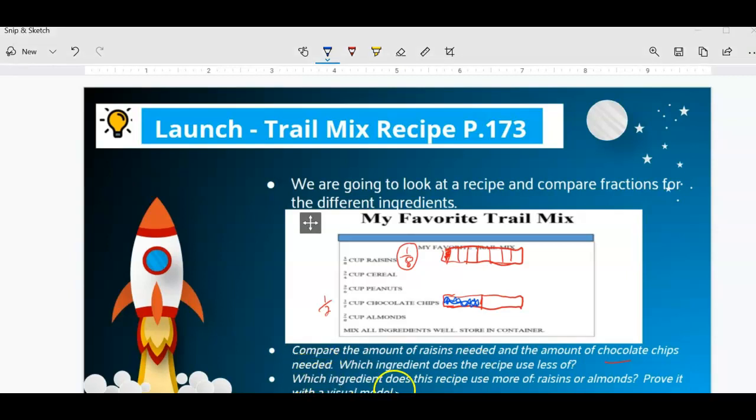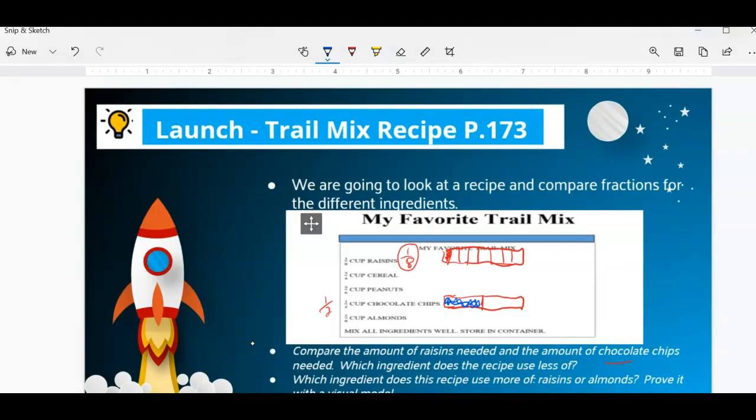Again, so our next question, which ingredient does this recipe use more of, raisins or almonds? We're going to prove it with a visual model. So we've already done the raisins. We see that that's 1/8. And now we're going to look at the almonds, which is going to be 2/8. So almonds is 2/8. And we're going to do a visual model for 2/8.